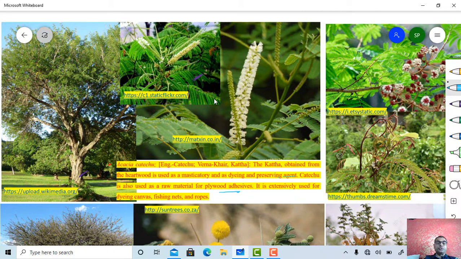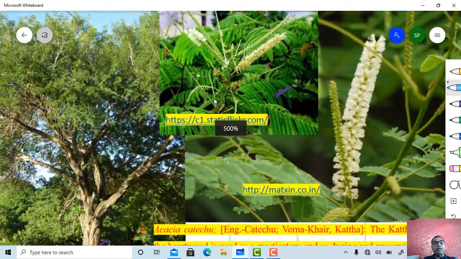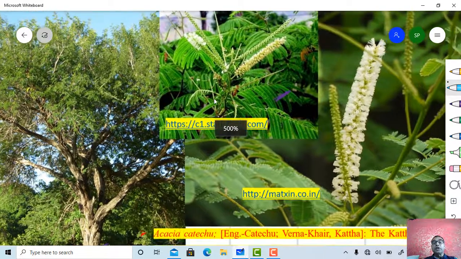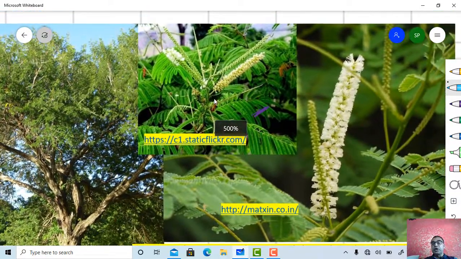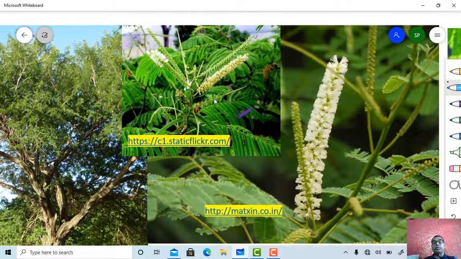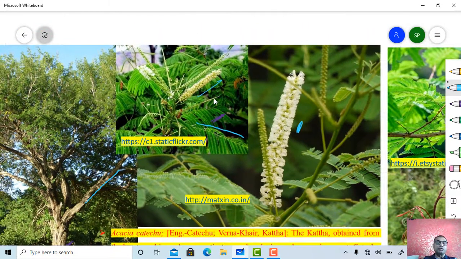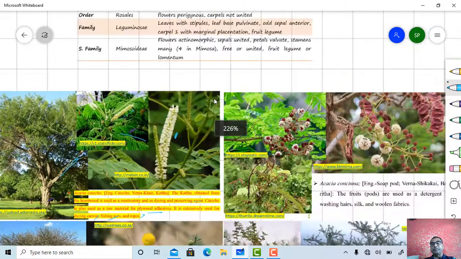It is extensively used in coloring the canvas, fishing nets, as well as ropes. Just see the habit of the plant, nature of leaves, and type of inflorescence. So this is one of the inflorescences. This one is again an inflorescence. These are completely pinnately compound type of leaf, and this is a woody habit of the stem.